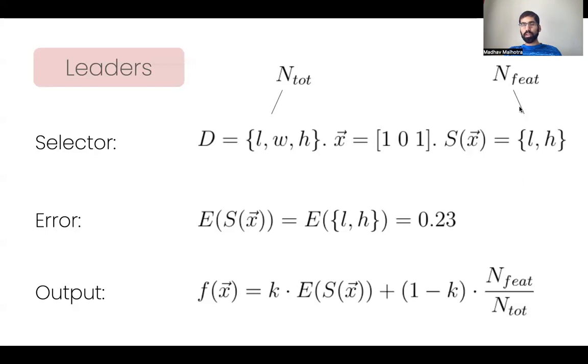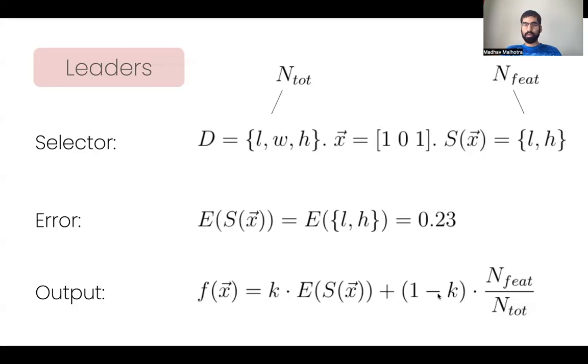For example, in this case, n feet, the number of features selected, is 2, the number of total features is 3, so this fraction is 2/3. If it selected all the available features, that would be 3 out of 3, that would be 1. 1 is greater than 2/3. As you can see, this function's output gets higher when it selects a lot of features, which means that if the algorithm wants to minimize the function, it also has to minimize the number of features.